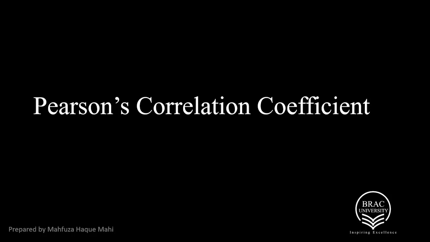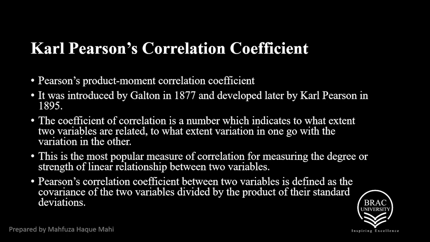Hello learners, in this lecture we are going to learn about Pearson's correlation coefficient, which is a mathematical measure of determining correlation between two variables. Karl Pearson's correlation coefficient is also known as Pearson's product moment correlation coefficient. It was introduced by Galton in 1877 and developed later by Karl Pearson in 1895.